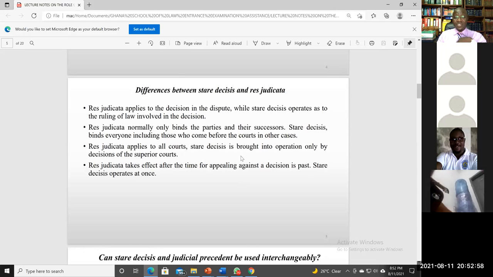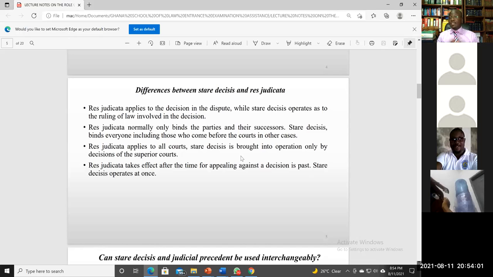Again, res judicata applies to all courts, right? It doesn't matter the particular level of the court, even if the case was decided by the smallest court. Let's say a case was decided by a district court in a certain village, and that same case or the same facts are brought to the High Court in the region within which that village is located. The decision of that magistrate in that village will operate as res judicata so that the High Court declines jurisdiction, saying we are not going to allow it to be relitigated because that matter has been decided. So that is why we're saying that res judicata applies to all courts. Let's keep that in mind.